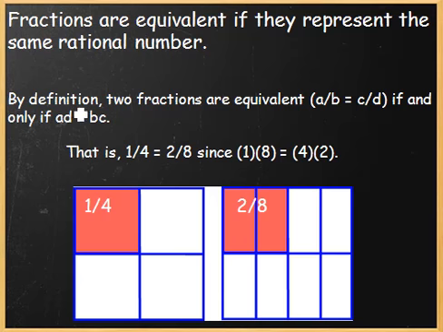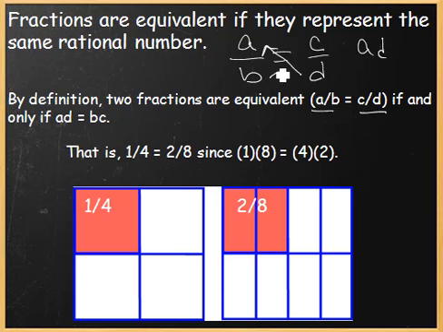We have a mathematical definition that says two fractions, a over b and c over d, are equivalent or equal if and only if a times d is equal to b times c. Another way to look at this is a over b is equal to c over d if and only if a times d is equal to b times c.